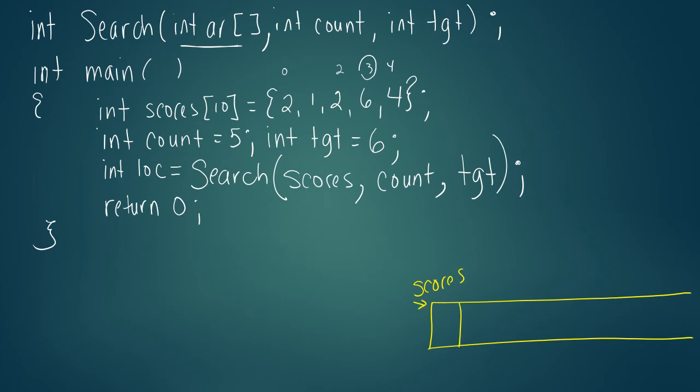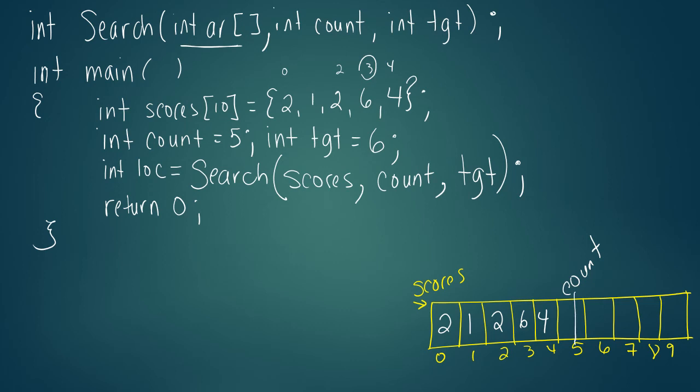So we have this array called scores, and so 0, 1, 2, 3, 4, 5, 6, 7, 8, 9. So it's capable of storing 10 elements. I'm filling the array by putting a 2 here, a 1, a 2, a 6, and a 4, and my count is 5.